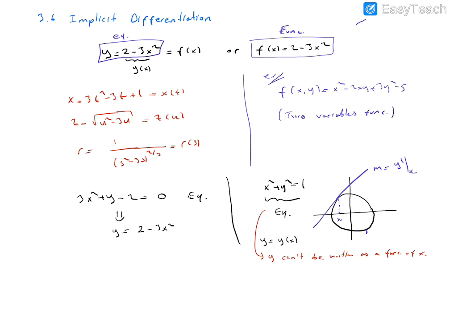Using an equation that defines a function implicitly to find the derivative of the function is called implicit differentiation. How do we differentiate implicitly? Let's try to explain. 3x squared plus y minus 2 equals 0. We think that y is a function of x. Actually, we know hiddenly y is a function of x. So we differentiate the equation in terms of x, applying the chain rule, assuming y is a function of x.